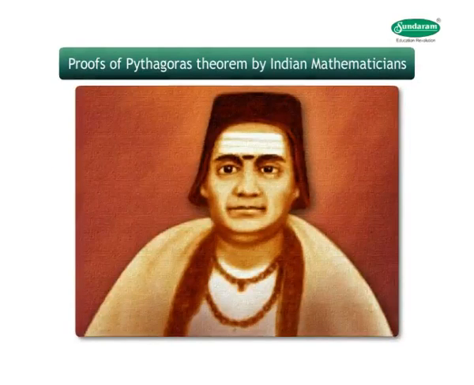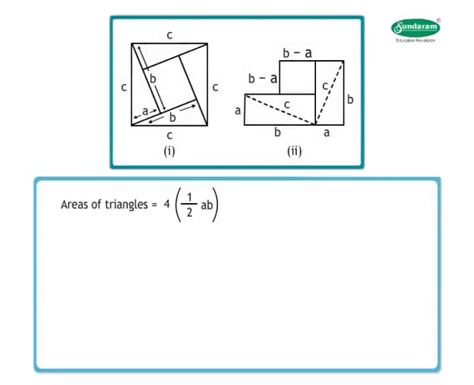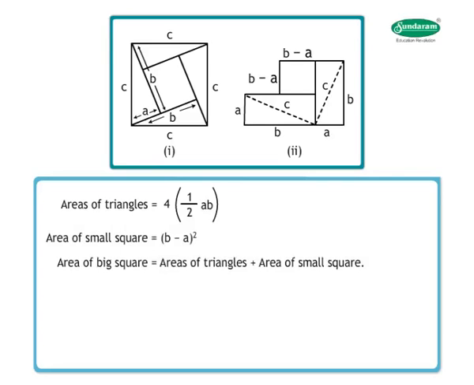Bhaskaracharya was one of the most important Hindu mathematicians of the 12th century AD. He used the following diagram in proving the theorem. Area of triangles is equal to 4 into (1 upon 2 AB). Area of small square is equal to (B minus A) whole square. Area of big square is equal to area of triangles plus area of small square. C square is equal to 4 into (1 upon 2 AB) plus (B minus A) whole square.